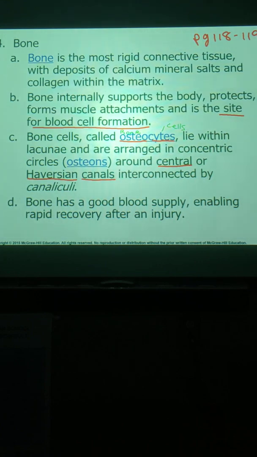And then the bone cells themselves are interconnected by canaliculi. And if you look at the first part of the word canaliculi, it spells canals. So these are little canals connecting the osteocytes together. Bone does have a good blood supply, so it enables rapid recovery after injury. And when we get to the skeletal system, I'll talk specifically about how bone repairs itself.